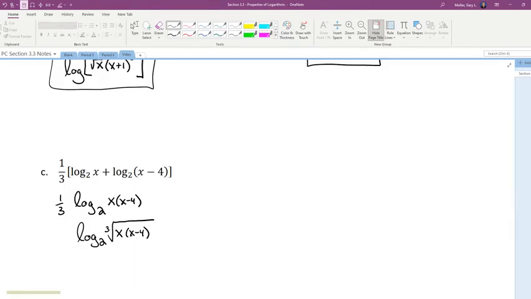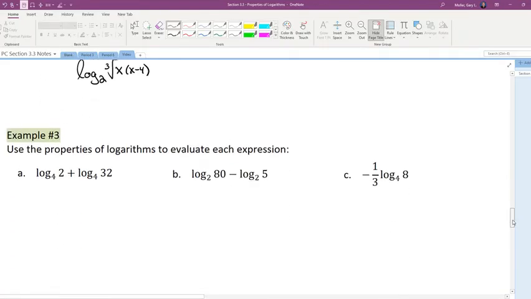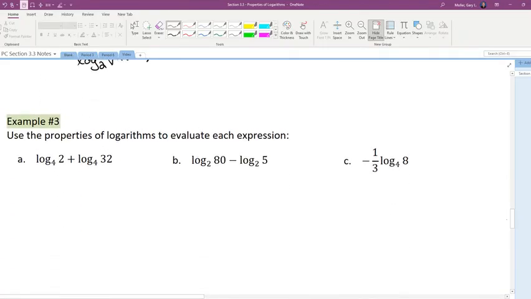All right, let's do a couple more problems with expanding and condensing. Let's use our properties of logarithms to evaluate each expression. Log base 4 of 2. I could make some progress with that on its own. 4 to what power is 2? That would be 1/2.